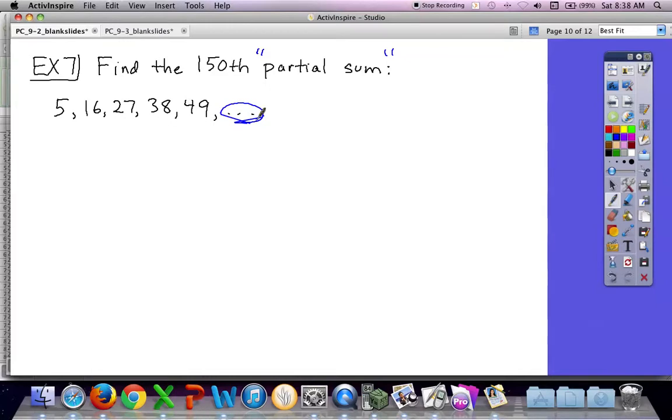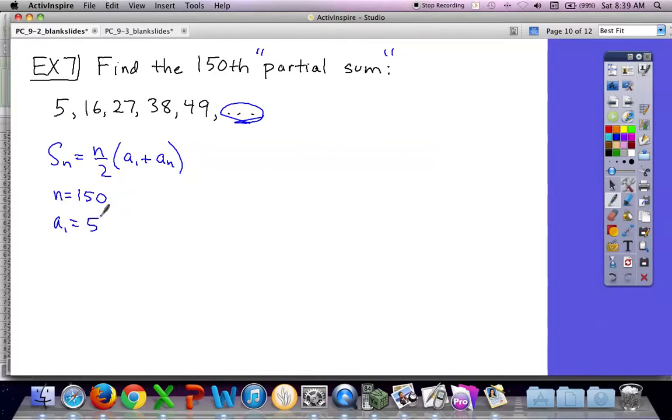So we're going to use our formula. Sn is n over 2 times a1 plus an. And two of the three things we need to know here are pretty easy. It's the 150th partial sum, so clearly, n is 150. The first term we can see, it's 5.